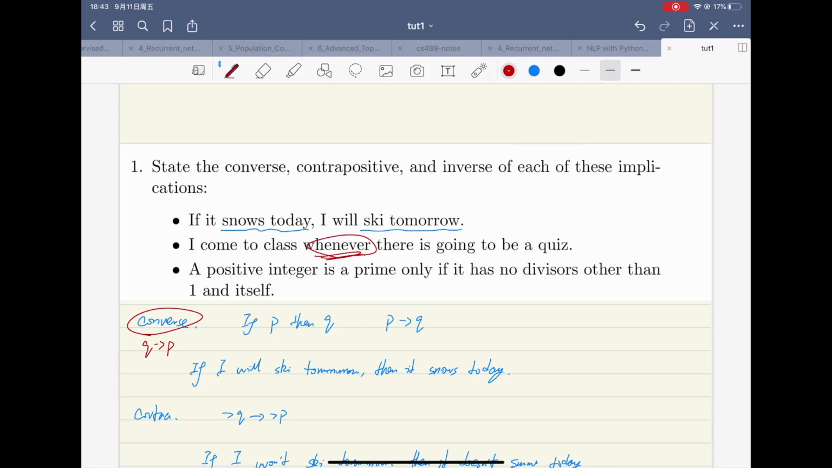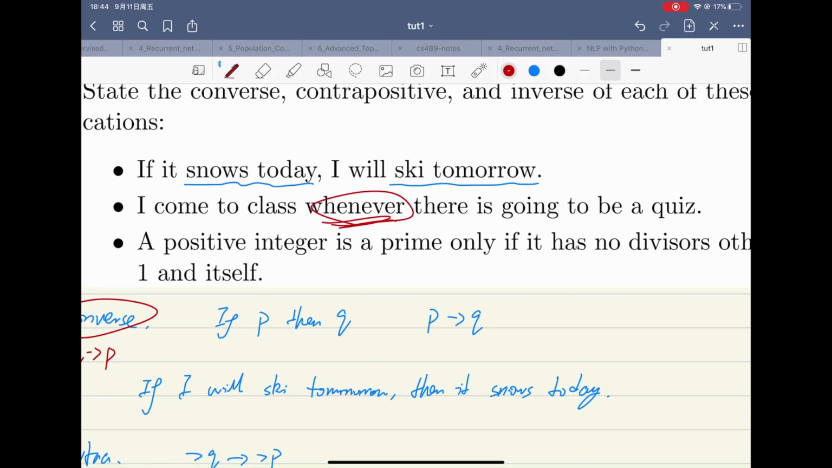So at this point, we have finished the first two. Let's have a look at the third one. This statement is fairly more complicated than the above two. This one is a compound statement, and there is a logic connective, and.